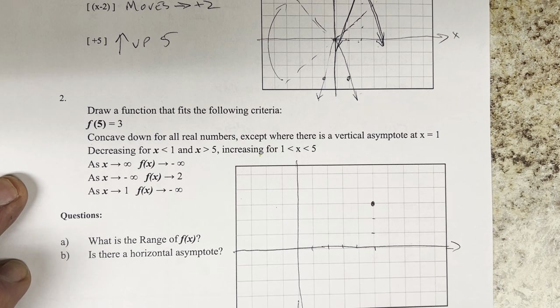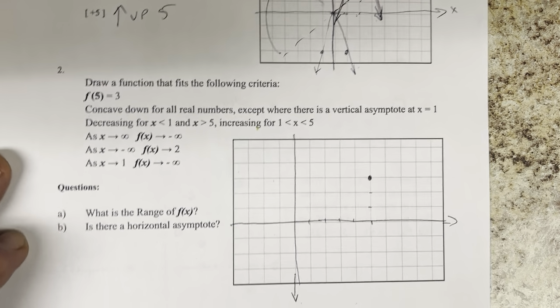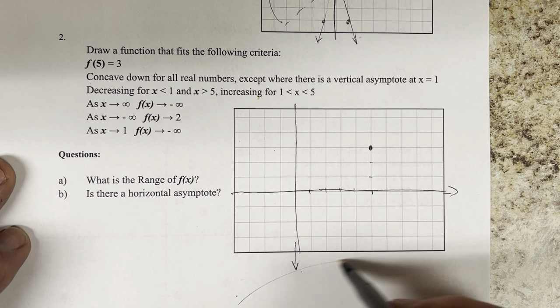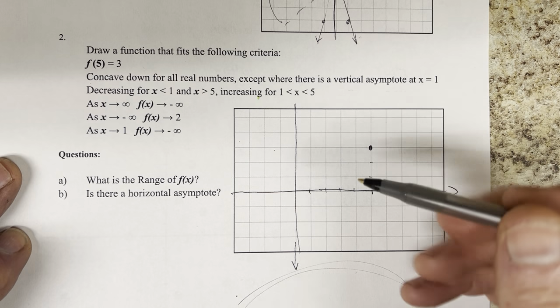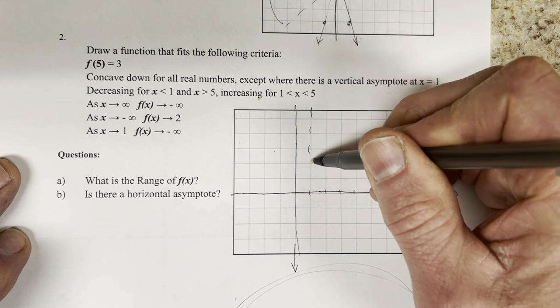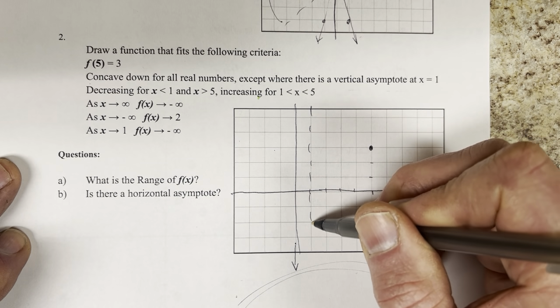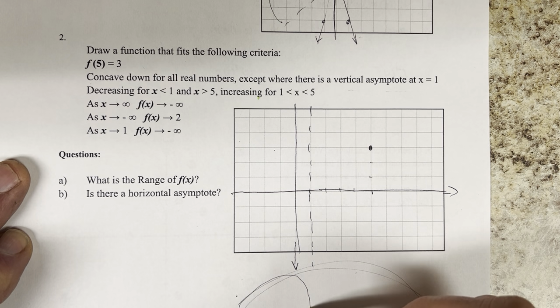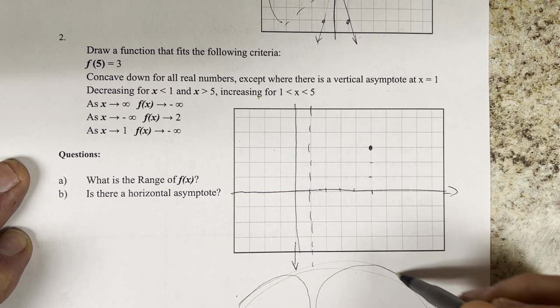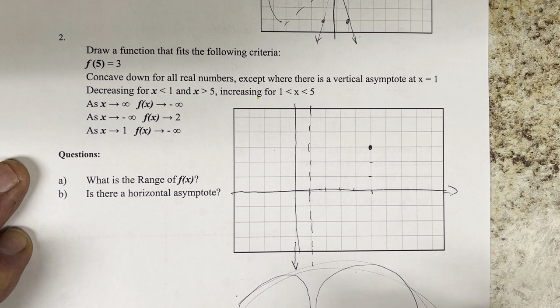It's concave down for all real numbers, so you can kind of think of it maybe as being like concave down like this, except hold on, there's a vertical asymptote at x equals 1. So make that asymptote, remember it cannot cross that. It has to follow up close to it. So it's got to be like this and then like that, at least in the basic concept. That's how something can be concave down.